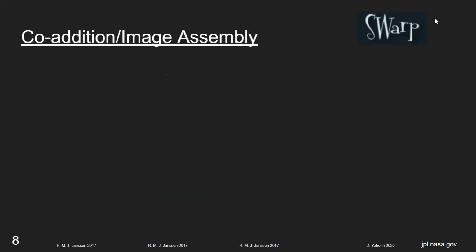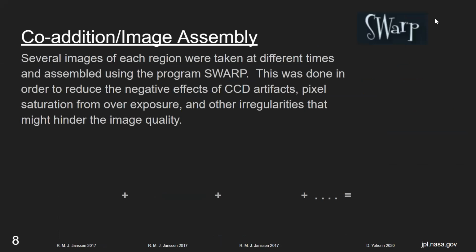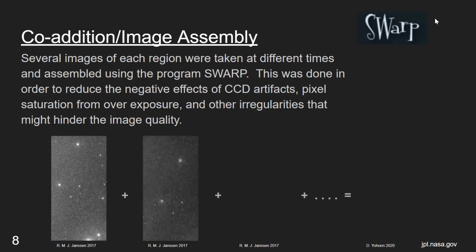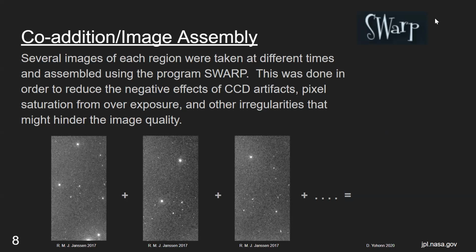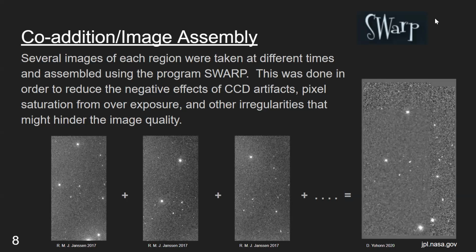Next, this is a way to get a better picture of what we're looking at. So co-addition image assembly. Several images of each region were taken at different times and assembled using a program called SWarp. This was done in order to reduce the negative effects of CCD artifacts, pixel saturation from overexposure, and other irregularities that might hinder the image quality. So basically, long story short, you take different pictures of the same region in space, but slightly shifted around, and then you add them all up to a combined picture. This will subtract any weird pixel variations, so we have an even cleaner picture.